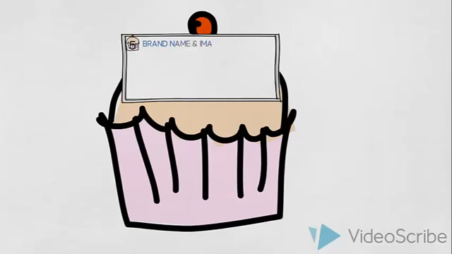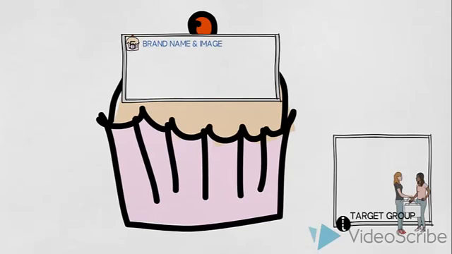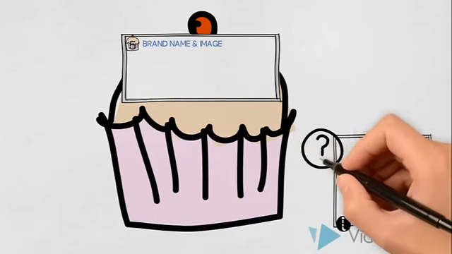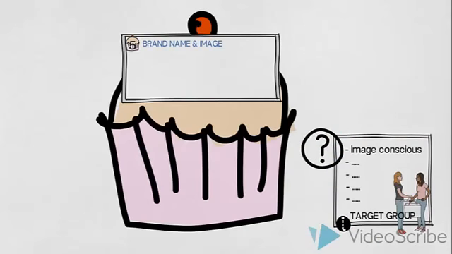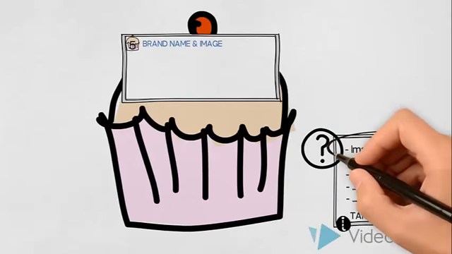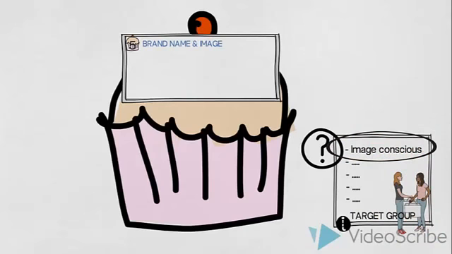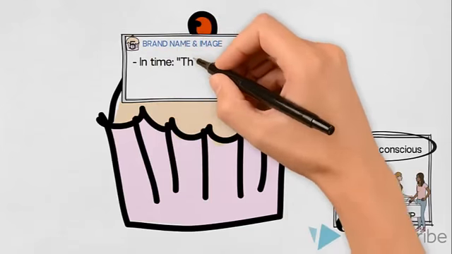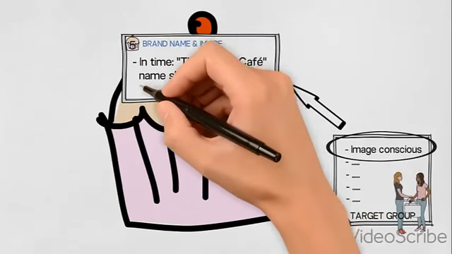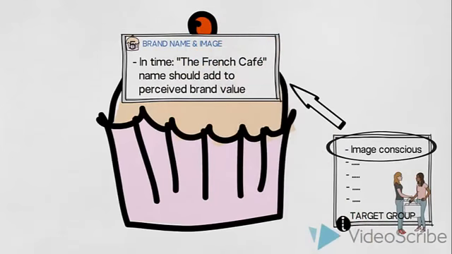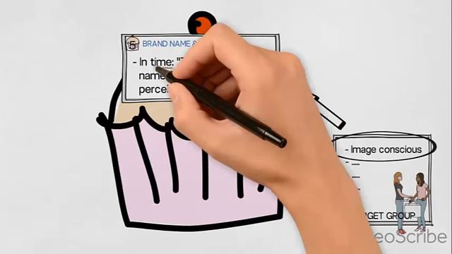Brand name and image. In time, our brand name, The French Cafe, will also add to the perceived value of our cakes and desserts, and therefore our desired brand image. And this will of course appeal to our target group's desire of maintaining their own image. However, this will not happen instantly. This is something that will develop over time.